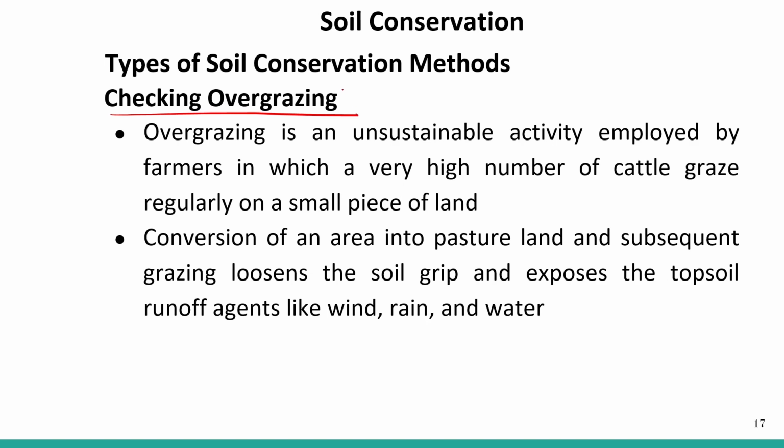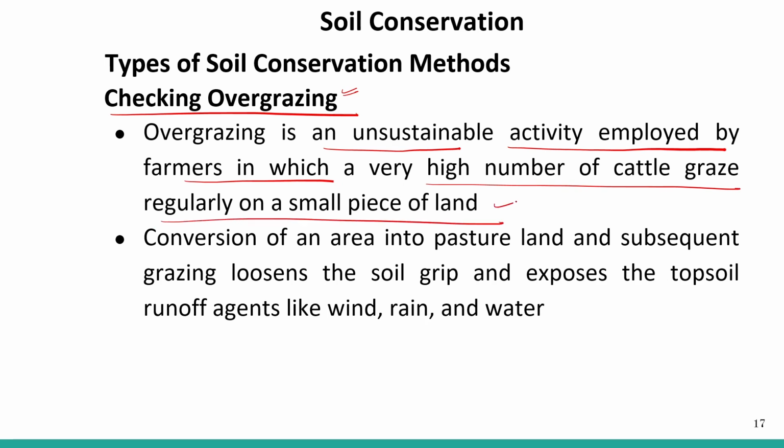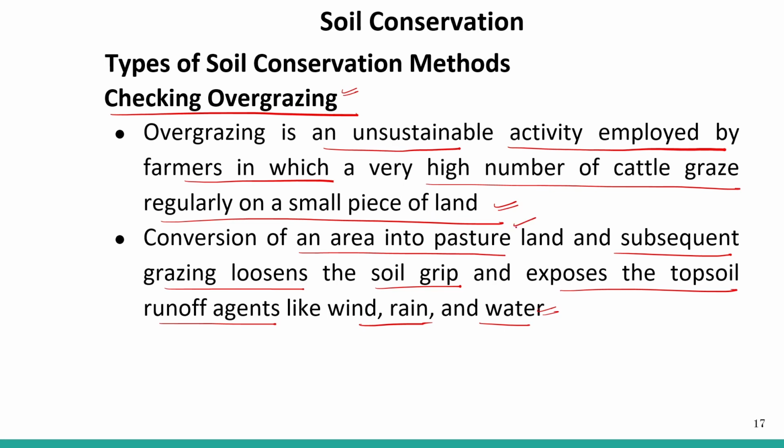Checking overgrazing. Overgrazing means the cattle, the livestock, graze our top layer of vegetation. Overgrazing is an unsustainable activity employed by farmers in which a very high number of cattle graze regularly on a small piece of land. Conversion of an area into pasture land and the subsequent grazing loosen the soil grip and expose the topsoil to runoff agents like wind, rain, and water.